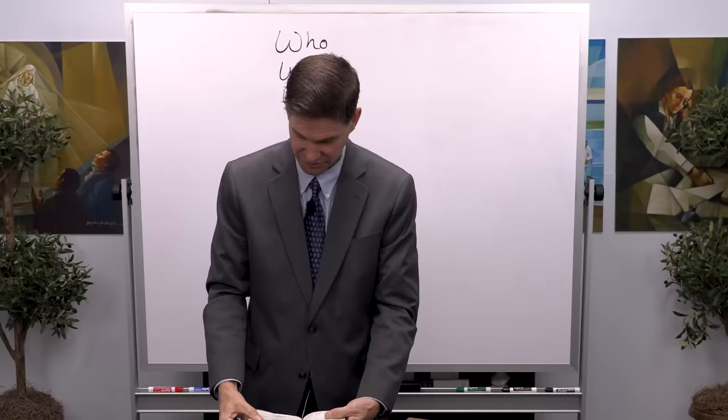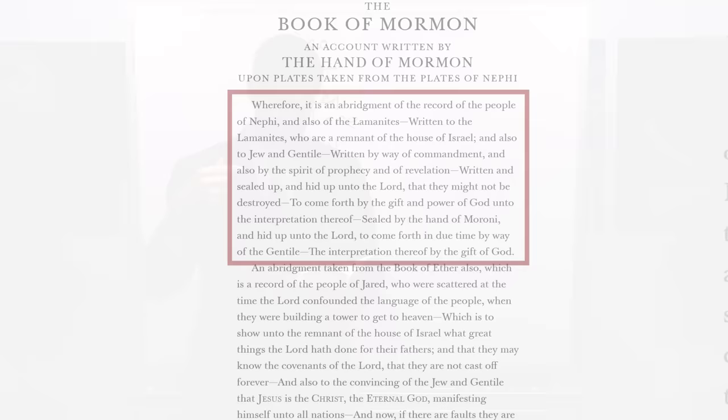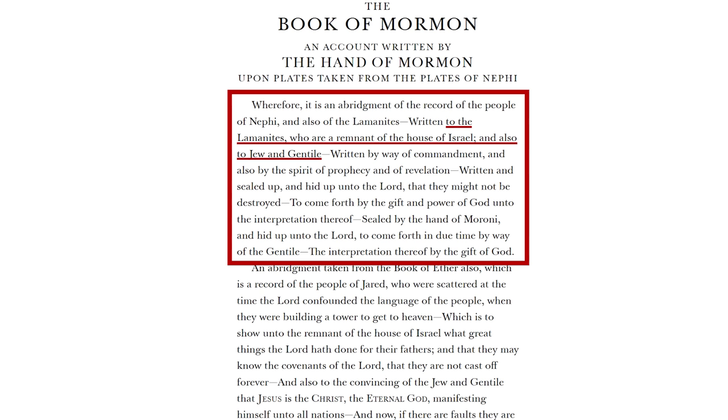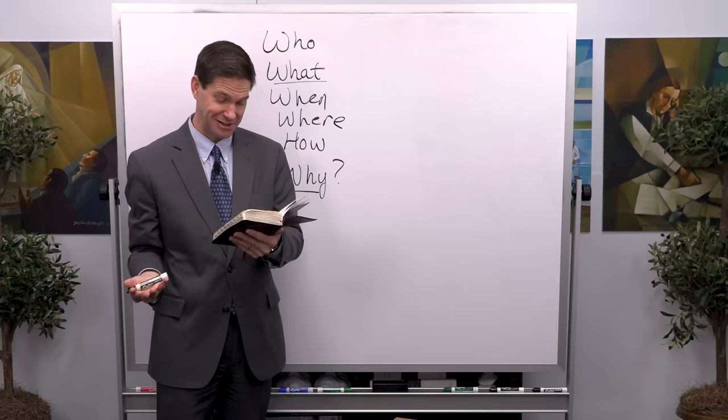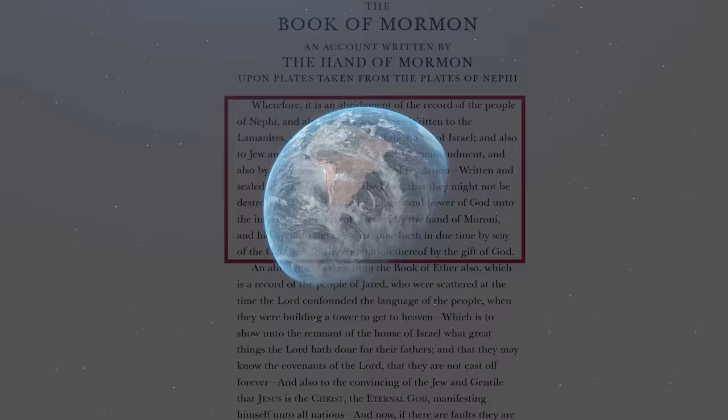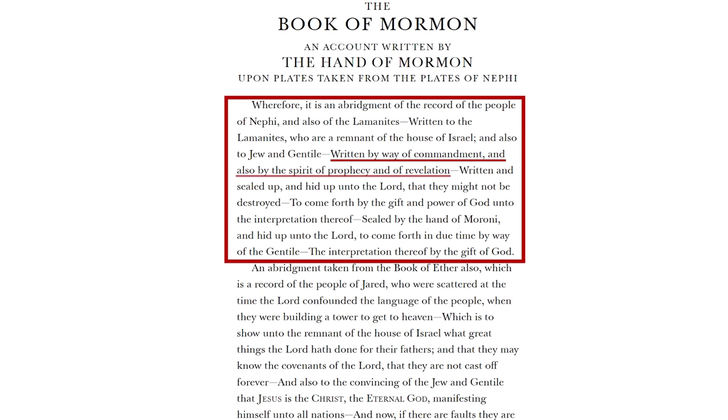You'll notice who. It was the Nephites and the Lamanites. And it's written to the Lamanites, who are a remnant of the house of Israel, and also to Jew and Gentile. So we know who it was about. We now know to whom it is addressed. And he included everybody in that. The primary or the principal audience is the Lamanites, but it's to Jew and Gentile, which takes up everybody in the world today. It's written how? By way of commandment, and also by the spirit of prophecy and of revelation.